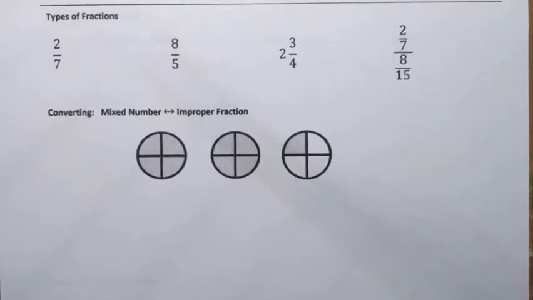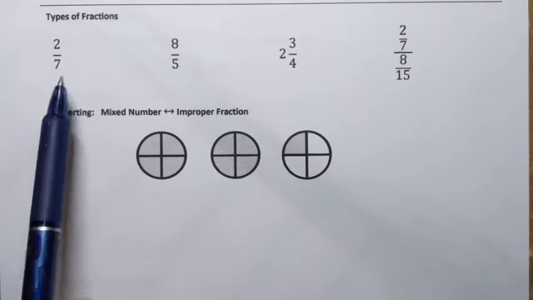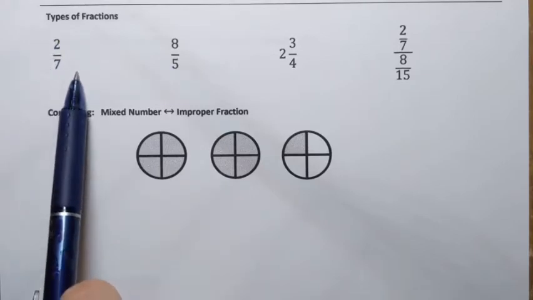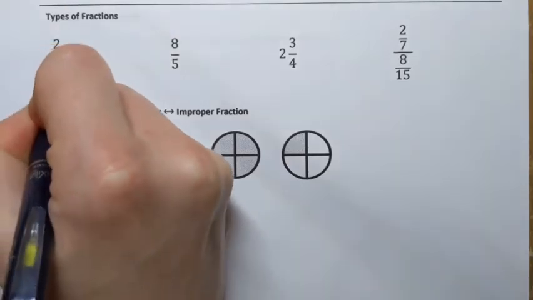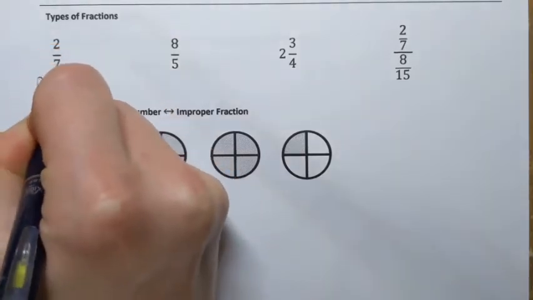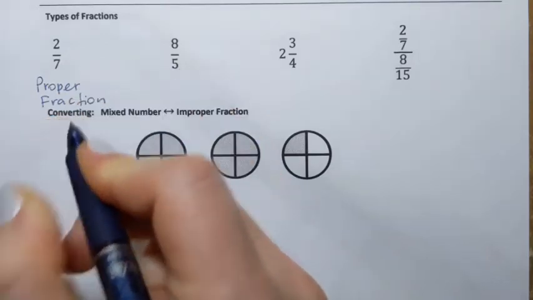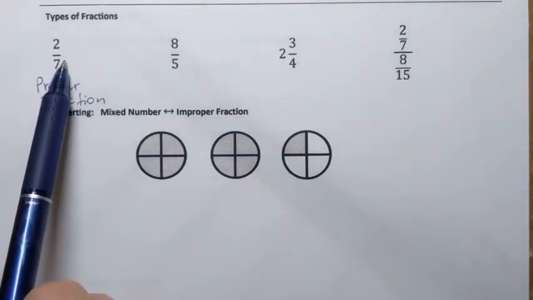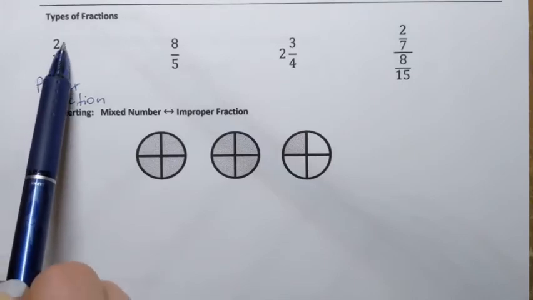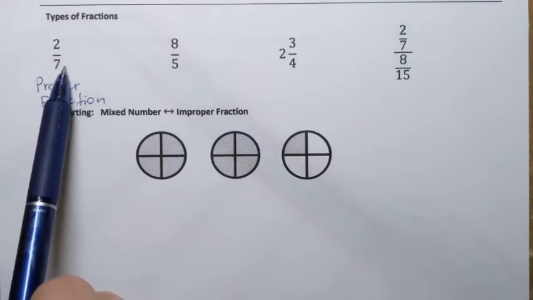Let's talk about different types of fractions. So the first example is what we call a proper fraction. A proper fraction has numerator that is less than the denominator. So numerator is the smaller number and denominator is the larger number.